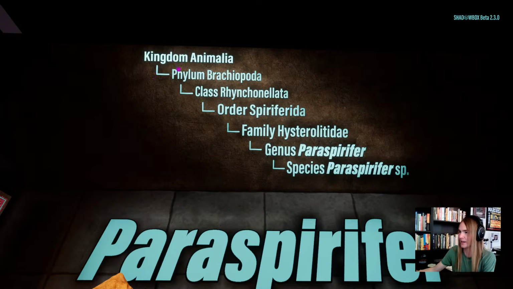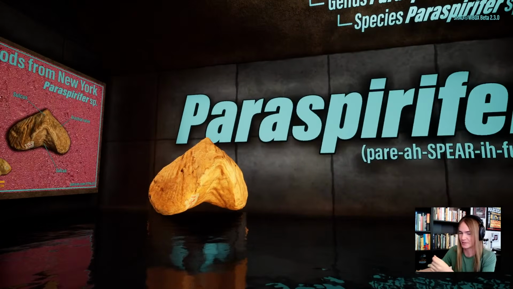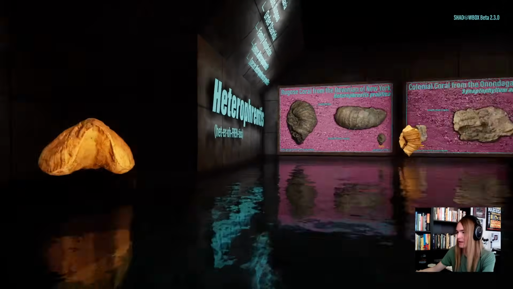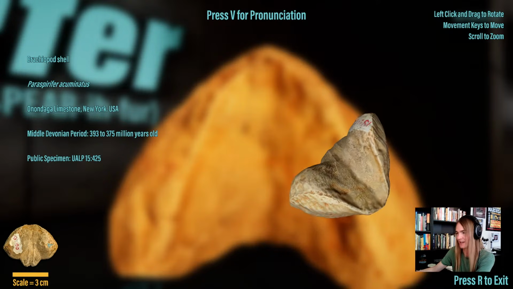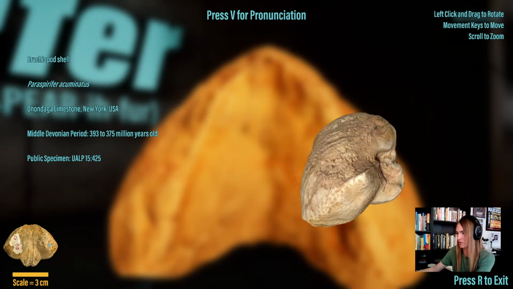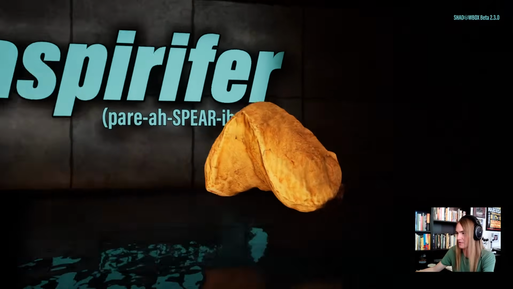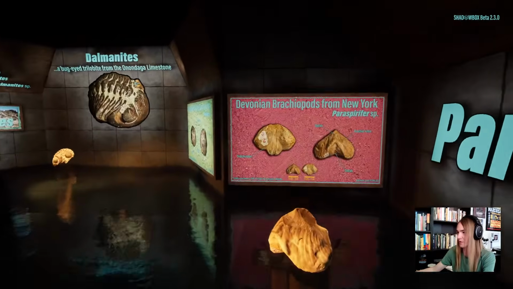So phylum Brachiopoda, this is a different branch of the tree of life. The bivalves are in a completely different area. So while they are shelled and they look superficially similar, this is actually a unique and separate form of shelled animal life. So we've got these two really beautiful examples of Paraspirifer.